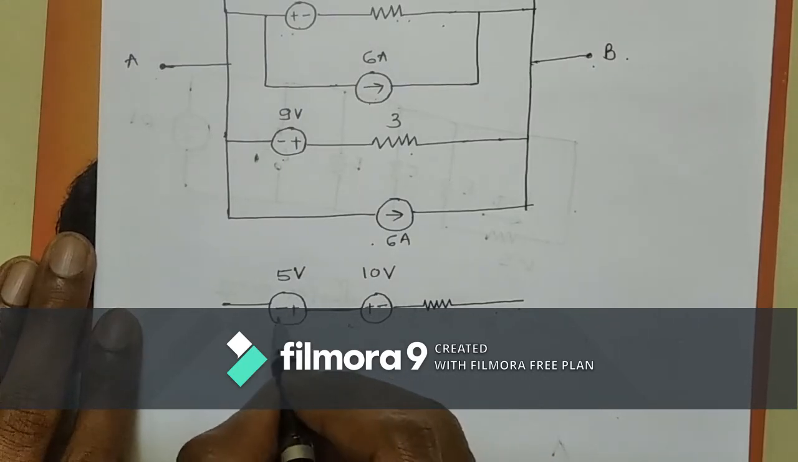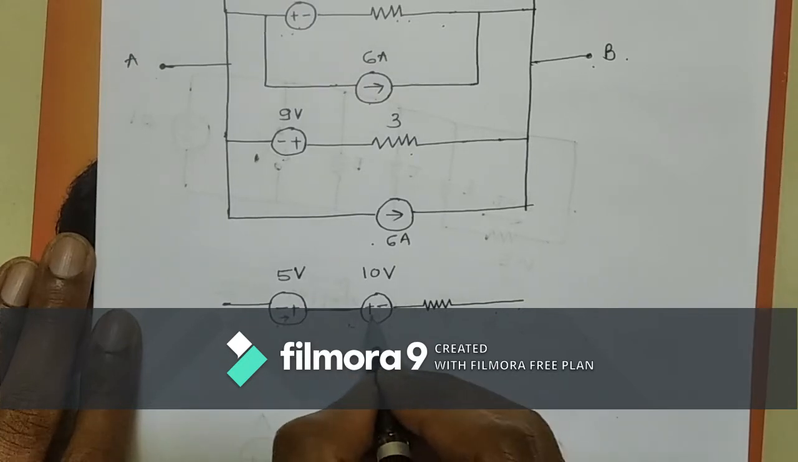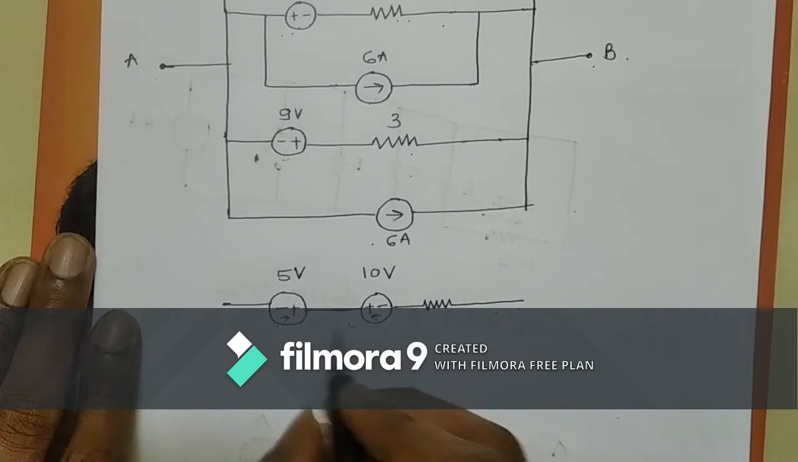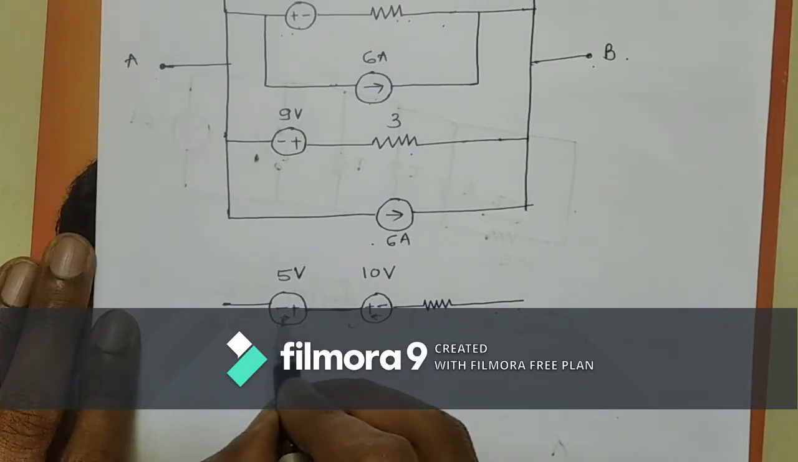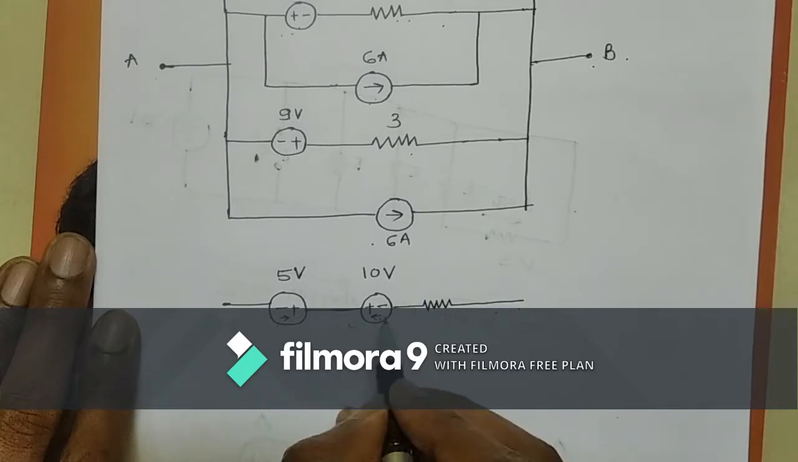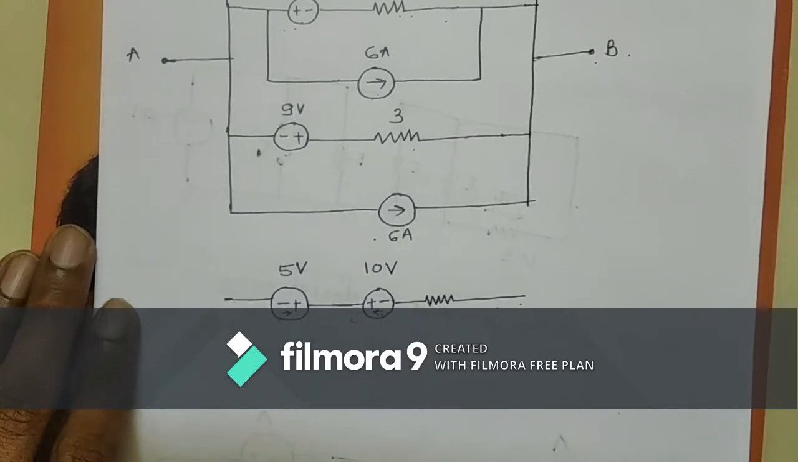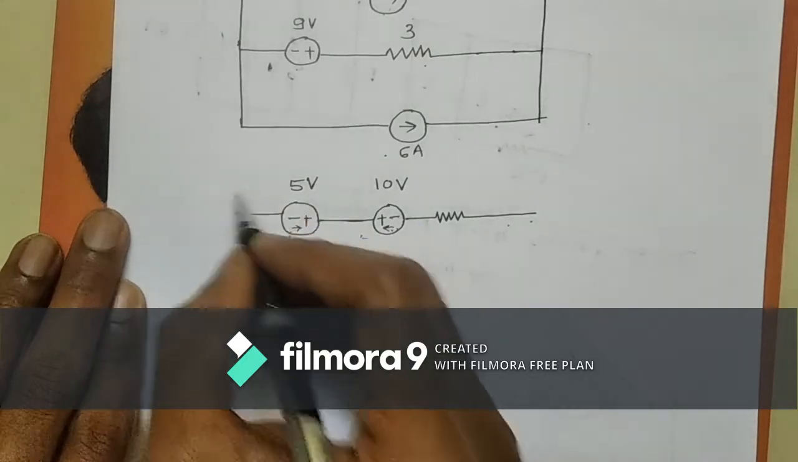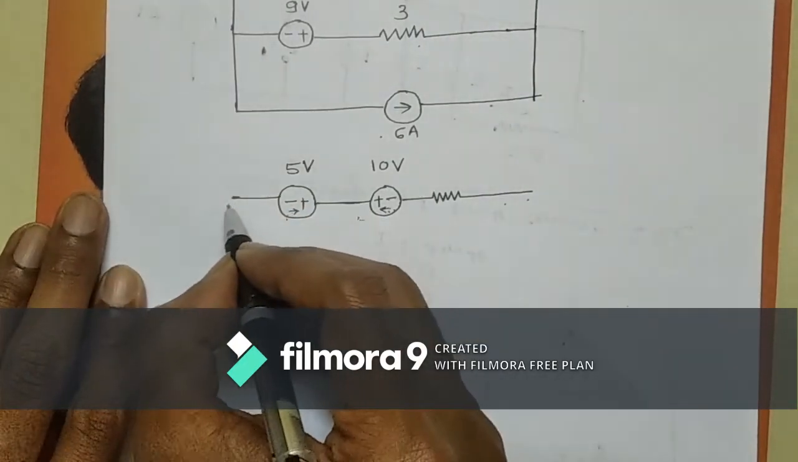Here the polarity pattern of this is minus plus, and the current is flowing in this direction. The polarity pattern of this is also minus plus, with current flowing in this direction. I can say the polarity patterns of both these batteries are opposite, so I have to take the difference of this and this. So the net voltage here is, and the remaining network I will draw as it is.